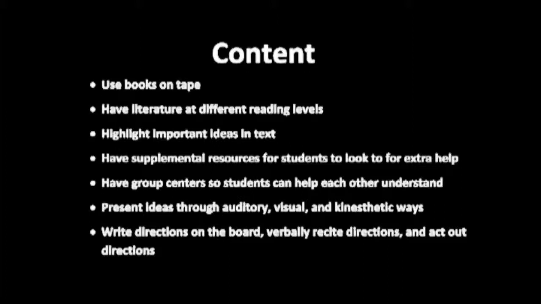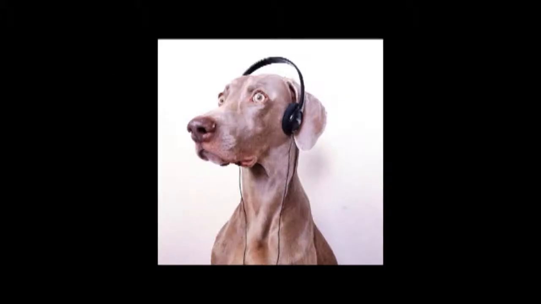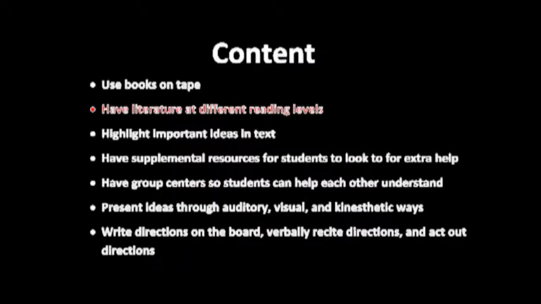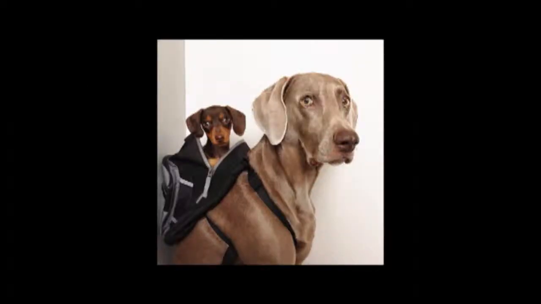Some examples of how to differentiate at a content level are: use books on tape. Even Harlow loves listening to a good book on tape. Have literature at different reading levels. Highlight important ideas and texts. Have supplemental resources for students to look to for extra help. Have group centers so students can help each other understand. Harlow always loves learning with a friend.